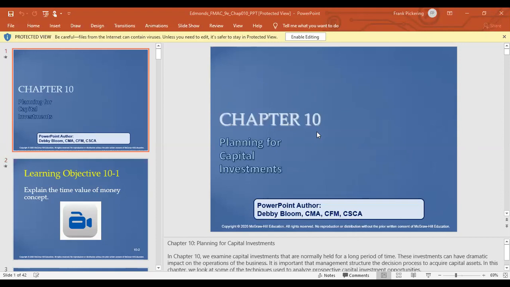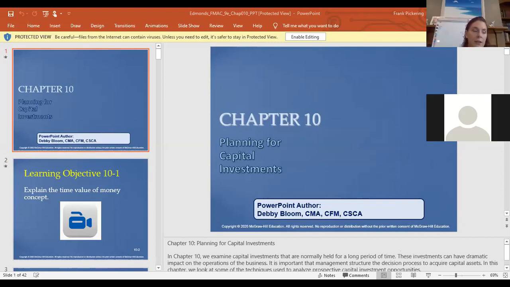So we are going to be talking about capital investments. Capital investments essentially are the large assets that you're buying, and the only reason that you would buy these assets is so that they make money for you. So we're going to look at sort of how a purchase of an asset gives you a certain return.